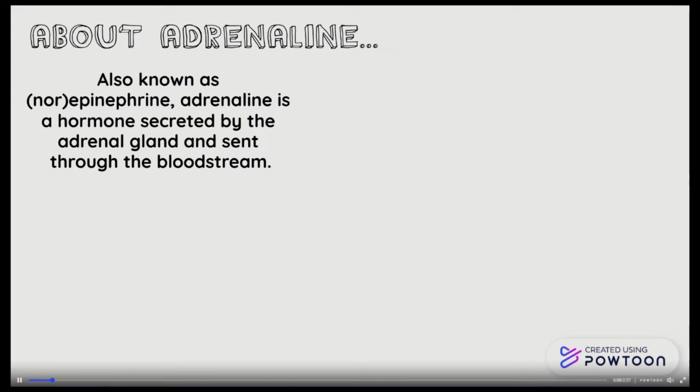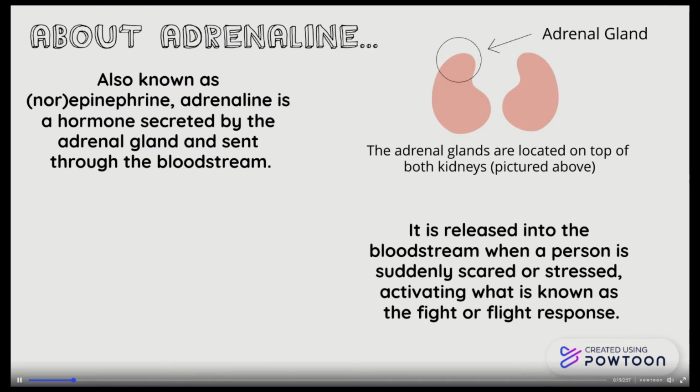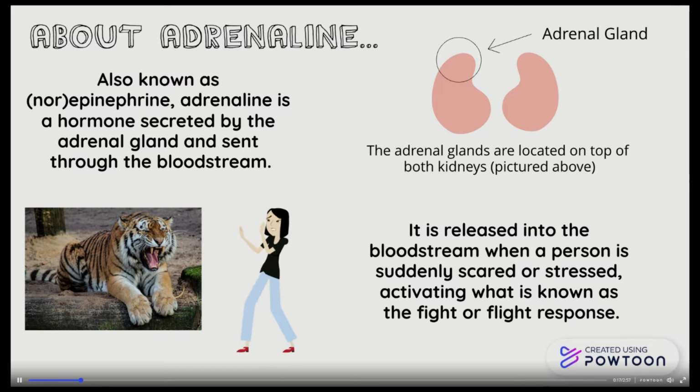About adrenaline, also known as epinephrine: adrenaline is a hormone secreted by the adrenal gland and sent through the bloodstream. The adrenal glands are located on top of both kidneys. It is released in the bloodstream when a person is suddenly scared or stressed, activating what is known as the fight or flight response.